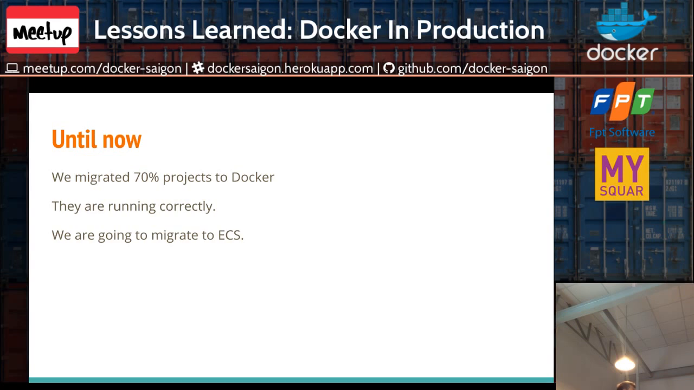No, we do another way. Maybe I will talk about it in deployment. If you ask me, we have many instances, and we run many containers in those instances.